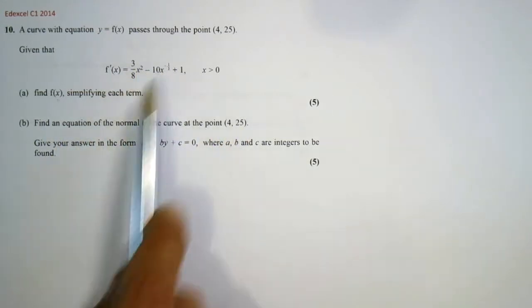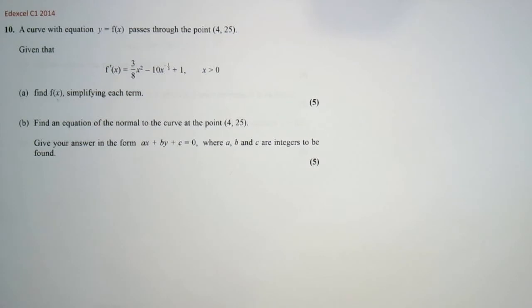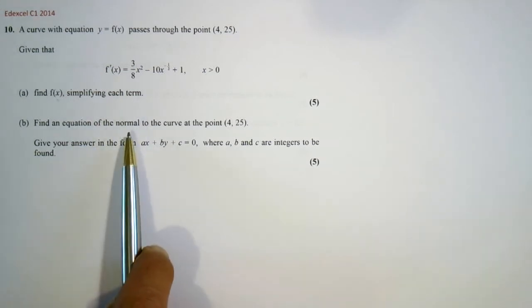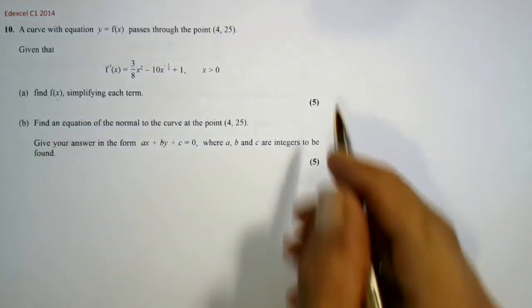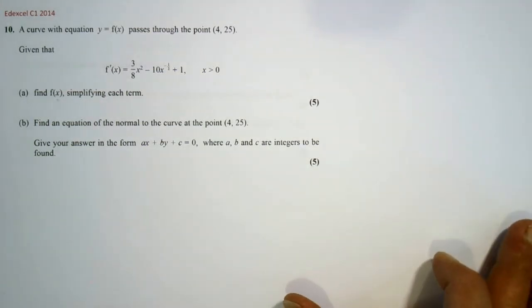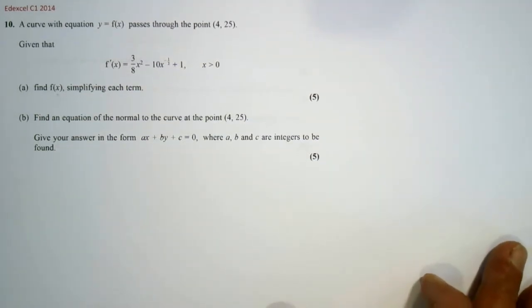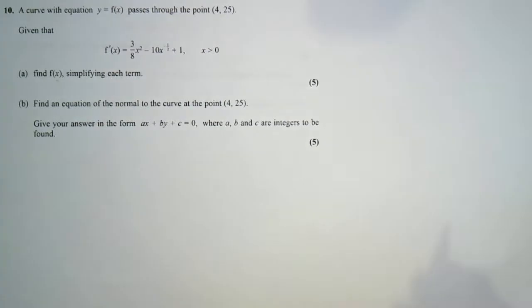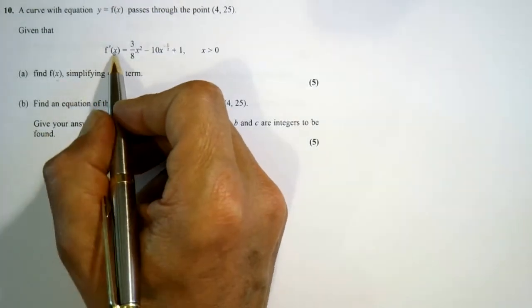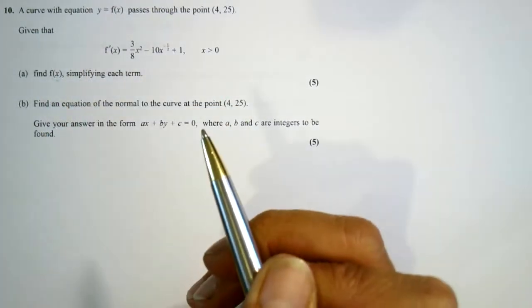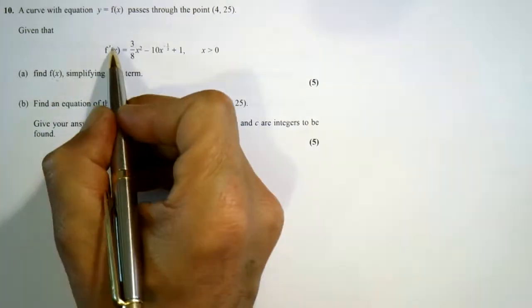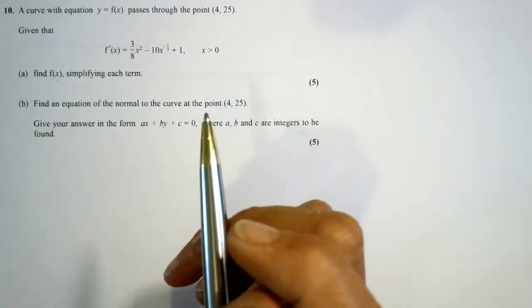So a bit of differentiation there, and then use that to find the gradient of the tangent, then the gradient of the normal. So we get 10 marks for this. Nice reward for the work that we're going to do there. So what do we do to get from f to f dash? We differentiated it. So to get back from here to here, we undo the differentiation.